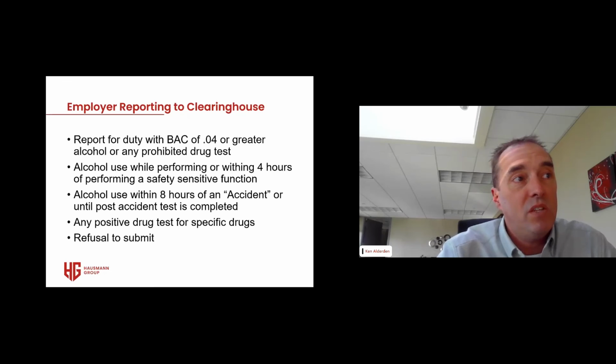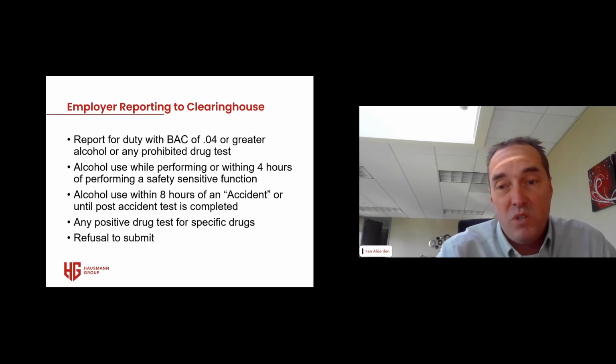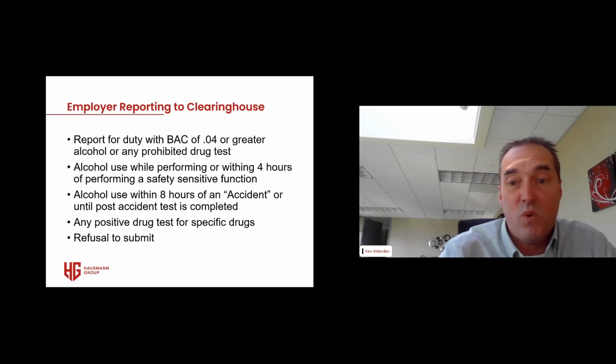However, there are some other things that they don't know about unless you as the employer submit it. Alcohol use within 4 hours of performing: if you notice they were drinking and didn't take a drug test, but you physically saw them drinking within 4 hours before they came on duty, it needs to be reported. If they consumed alcohol within 8 hours of an accident and didn't get drug tested first, that's again a violation that needs to be reported.